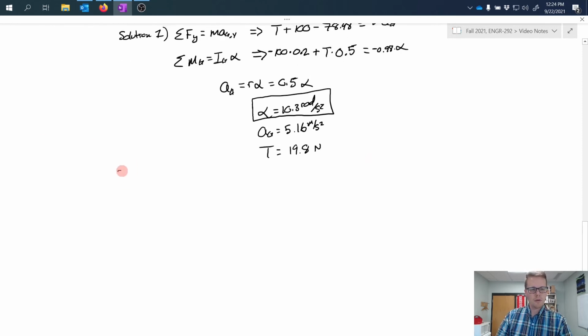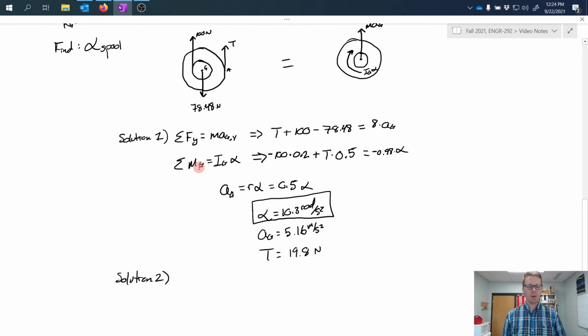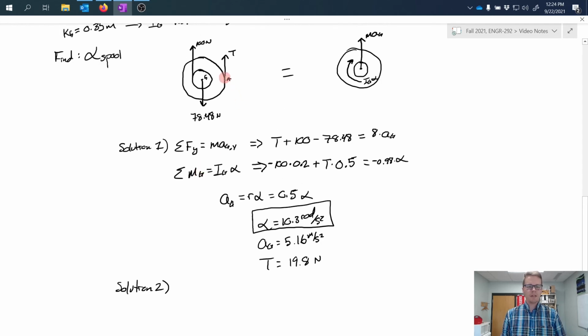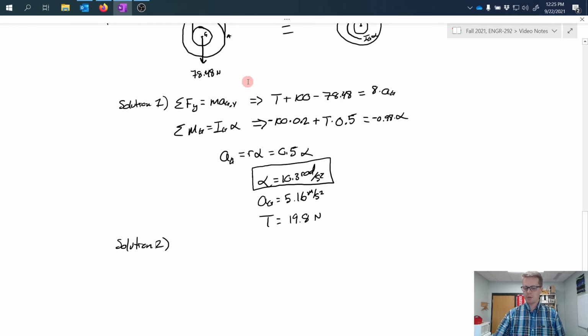So for solution 2, I want to take into account that I don't necessarily need to sum my moments around the center of gravity. I can pick any point to sum around. So as an example in this problem, it might be convenient to sum the moments around point A because that eliminates what's going on with T as a variable. It eliminates it from the equation, and it maybe simplifies my expression a little bit. So let's see what happens if I do that.